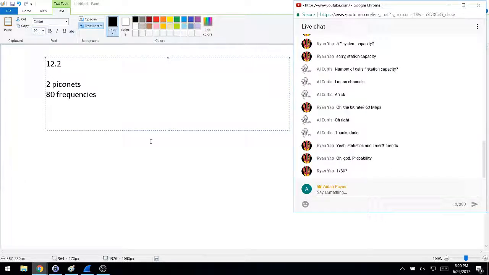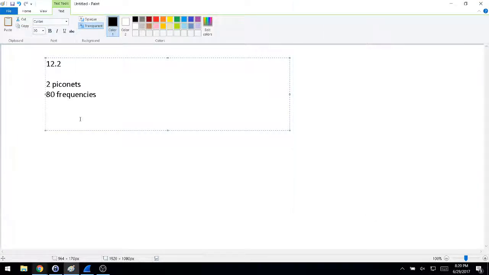Hey Ryan, you're not so bad at statistics after all. So there's a 1 in 80 chance that they collide, right? Because there are 2 packets, packet A and packet B. Packet A has 80 different frequencies to choose from, so it can choose any of the 80. Packet B can also choose from any of the same 80. In order for them to collide, they would both have to have chosen the same frequency. So there's a 1 out of 80 chance that they both pick the same frequency.